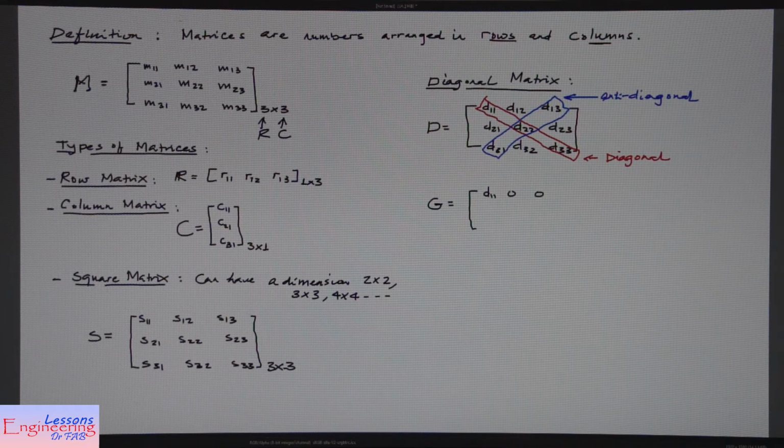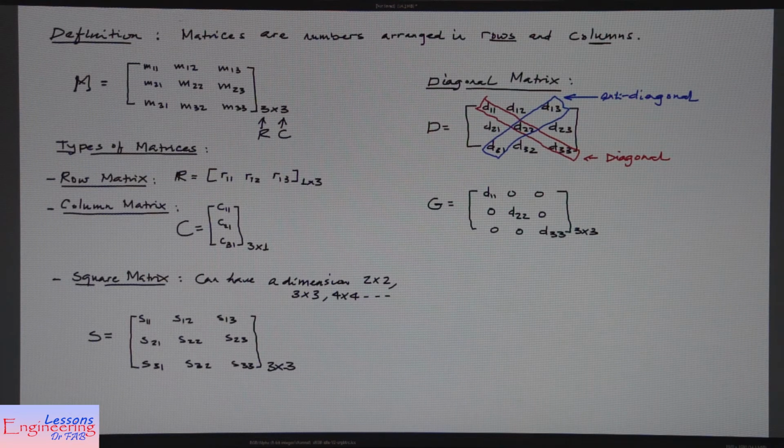Let's assume that we have a matrix G containing D11, 0, 0, 0, D22, 0, 0, 0, D33. So this is a 3 by 3 diagonal matrix. Its diagonal elements are all different from 0, and its non-diagonal elements are all 0. So in this case we have a diagonal matrix.